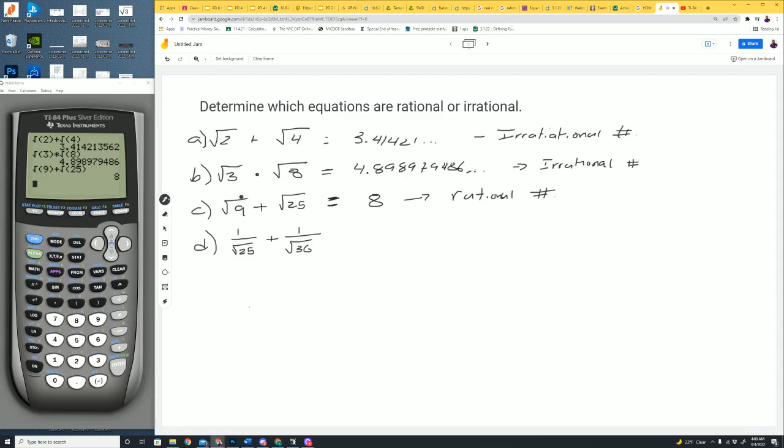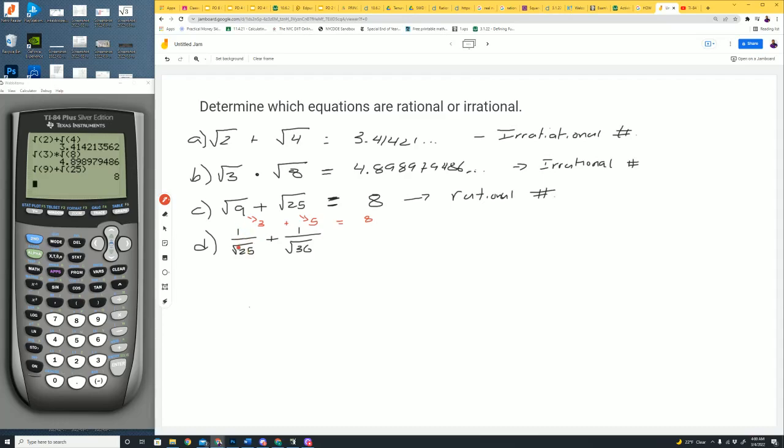Another way you could have also done this is if we know that the square root of 9 is 3, and the square root of 25 is 5, all you're doing is 3 plus 5, and that also is 8. Okay, now let's do this last one. Now, I'm going to take a look at this.